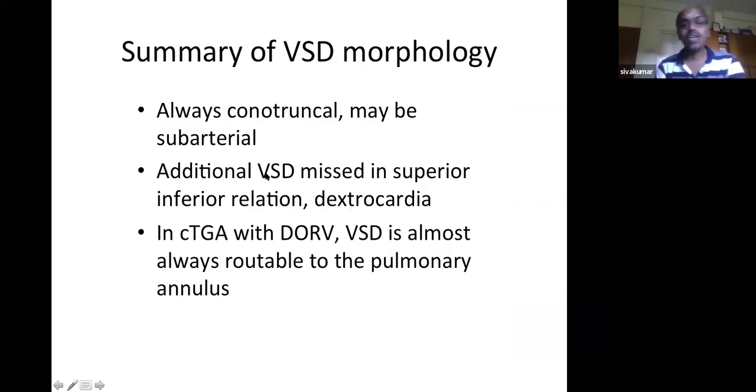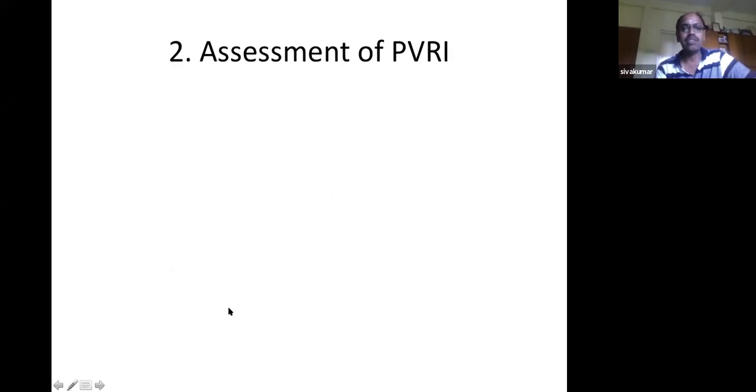So VSDs are always conotruncal, located in a subpulmonary location. Sometimes they will be conotruncal and subarterial. Additional VSDs are easy to miss, especially in superior-inferior ventricles and in the setting of dextrocardia. In corrected transposition with DORV, the VSD is almost always routable to the pulmonary artery.